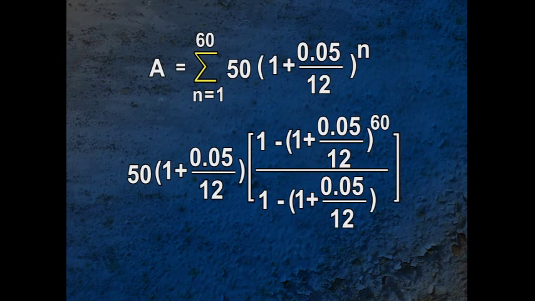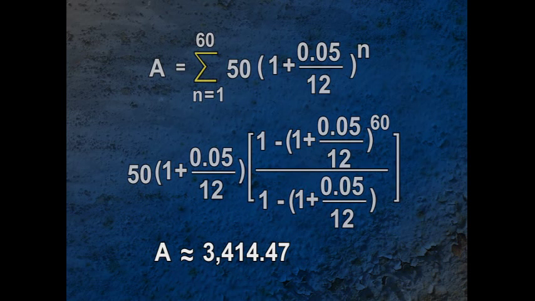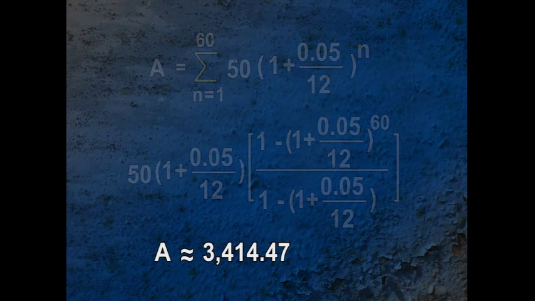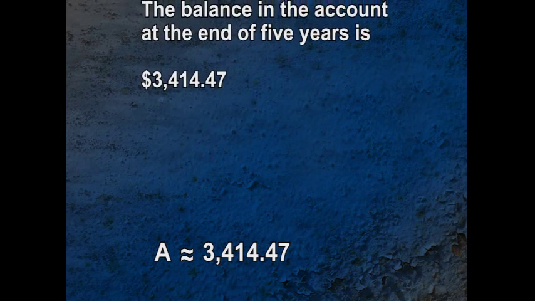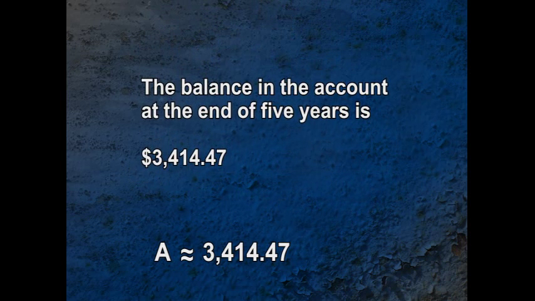Now we simply go through and perform the indicated operations by punching our calculator a bit, and we find A to be approximately 3,414 and 47/100ths, which we interpret in dollars and cents and write our answer. The balance in the account at the end of 5 years is $3,414.47.